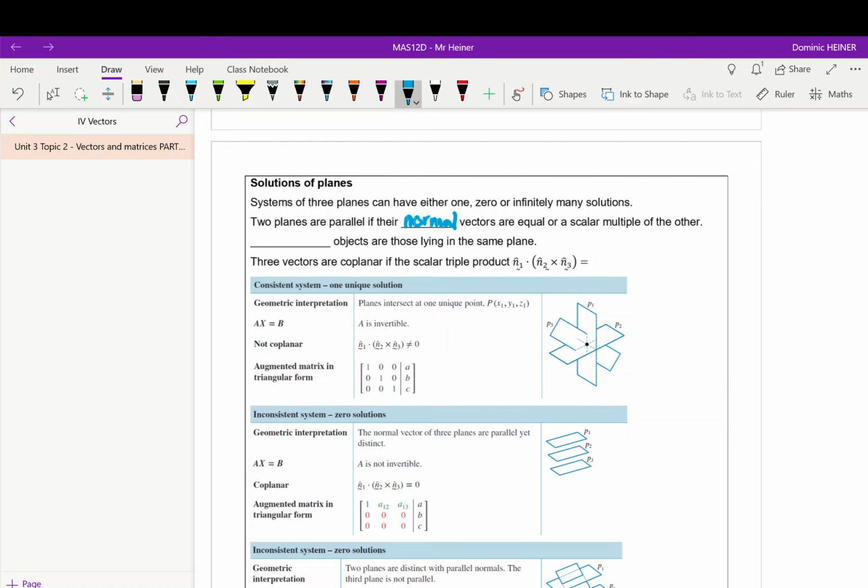And then coplanar, that's the name we give to objects lying in the same plane. And three vectors are coplanar if the scalar triple product is equal to 0.